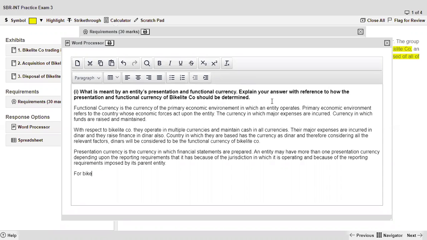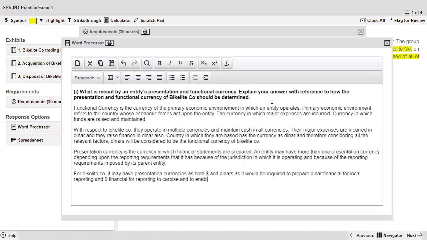So for Bikelite company, it may have presentation currencies as both dollars and dinars, as it would be required to prepare dinar financials for local reporting and dollar financials for reporting to Carbise and to enable Carbise to consolidate its results. That is what you are going to write.